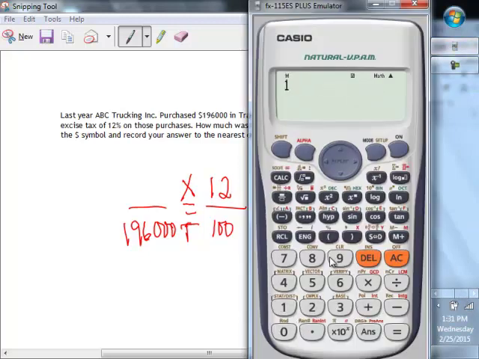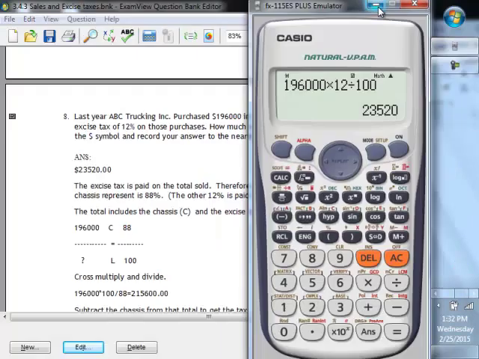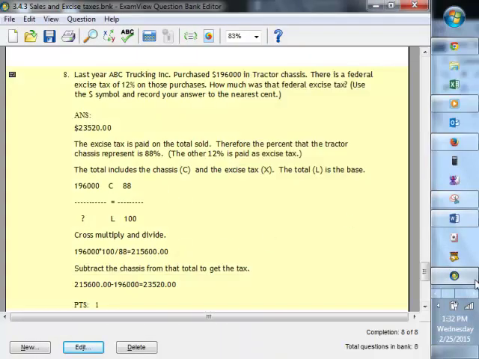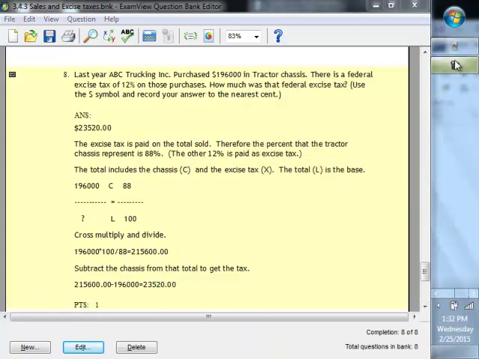So 196,000 times 12 divided by 100, and we get the amount of excise tax is $23,520. If you have any questions, give me a call.